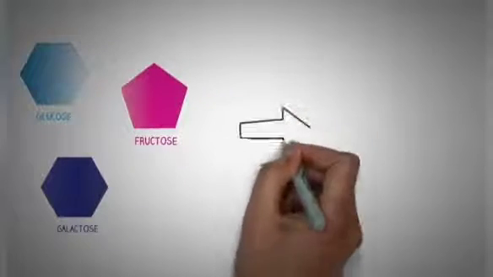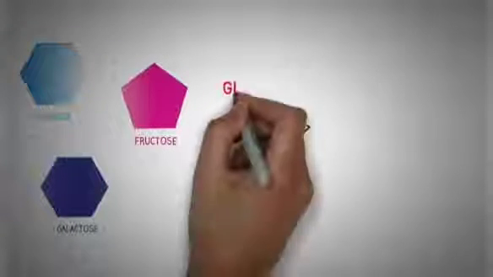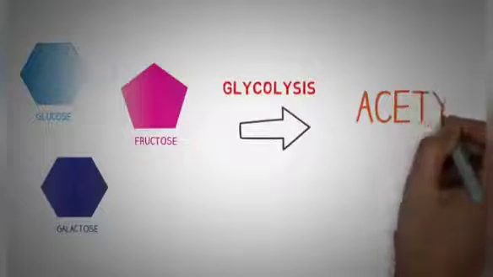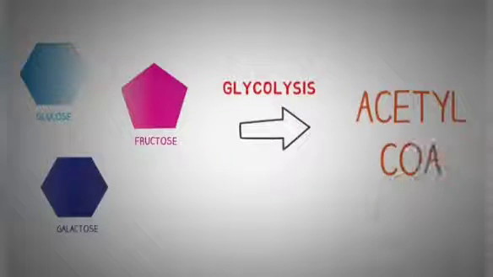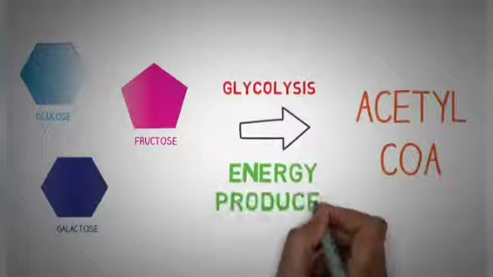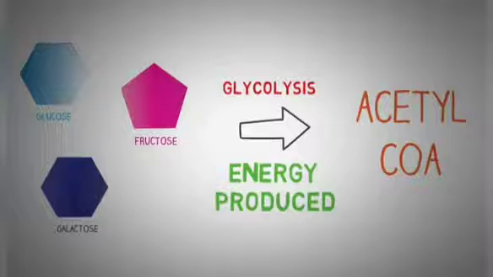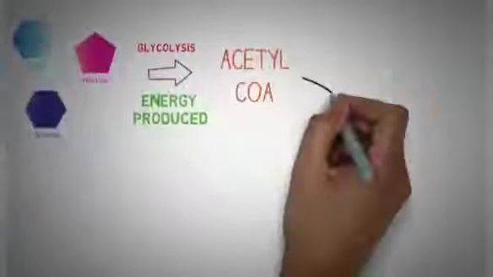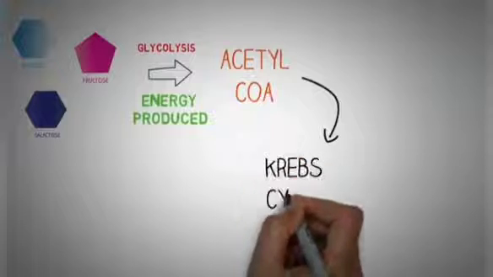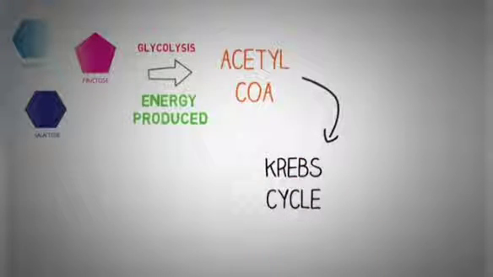These sugars then undergo glycolysis, which produces acetyl-CoA. A small amount of energy is also produced at this step. This acetyl-CoA is then used in another biochemical cycle known as the Krebs cycle or the citric acid cycle, which takes place inside the mitochondria of the cells.